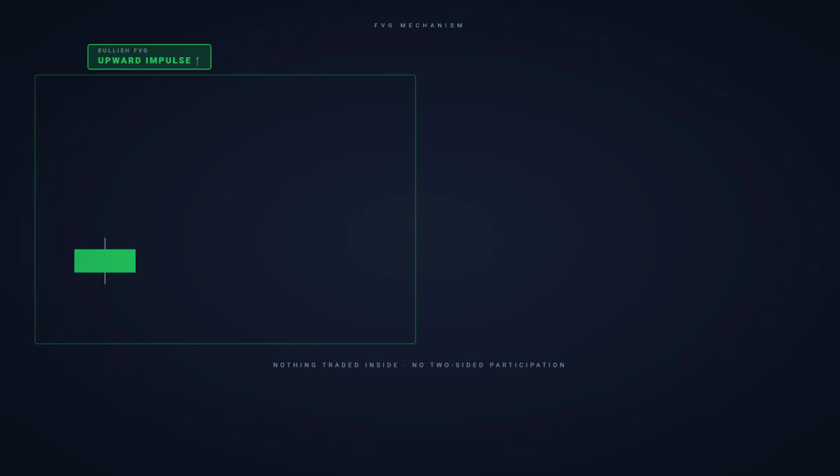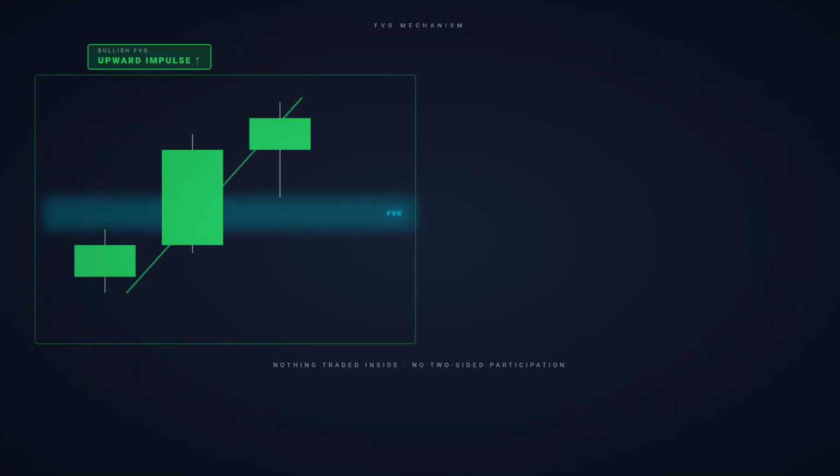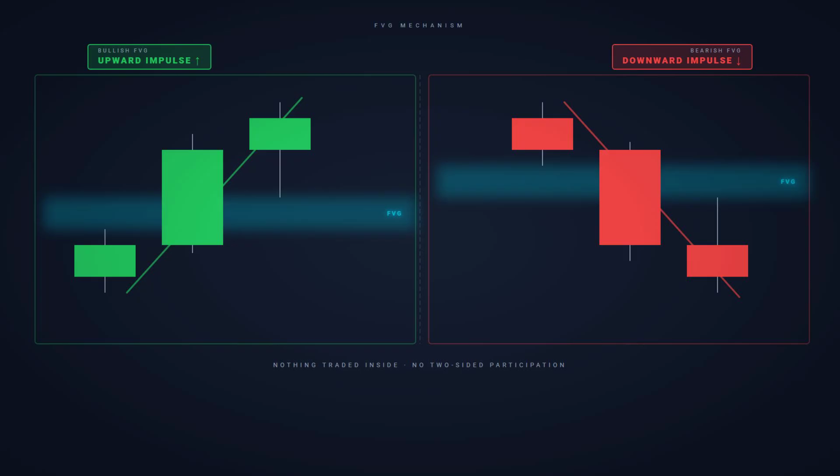In a bullish FVG, the impulse is upward. The gap sits between the high of candle 1 and the low of candle 3, and it's a zone price skipped over on the way up. In a bearish FVG, the impulse is downward. The gap sits between the low of candle 1 and the high of candle 3. A zone price skipped over on the way down. The structure is the same in both cases. What changes is the direction of the impulse that created it.